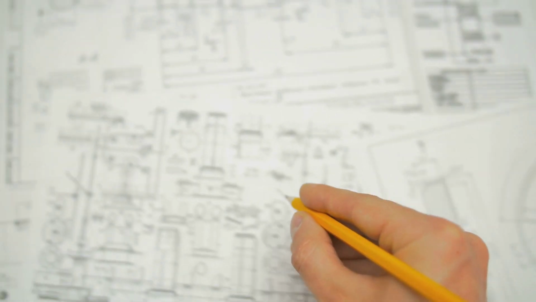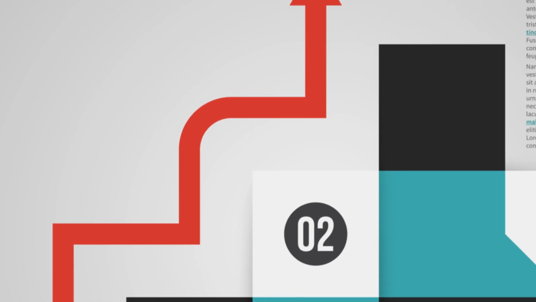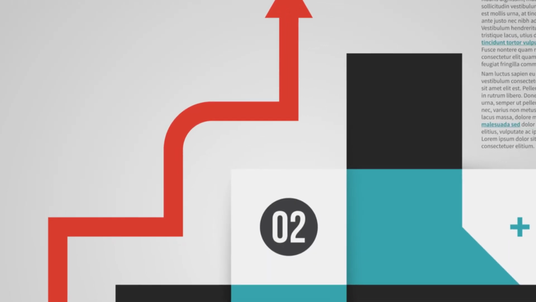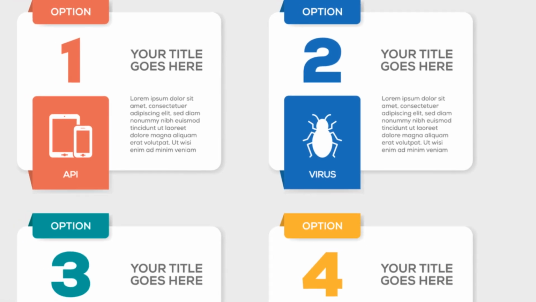Algorithm design. Once you understand the problem, the next step is to design an algorithm or a step-by-step procedure for solving it. This involves breaking down the problem into smaller, manageable tasks and determining the logical flow of the solution.